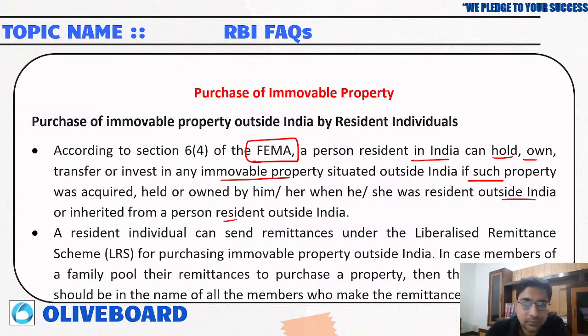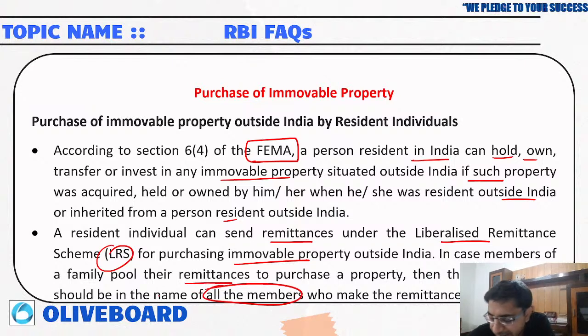Okay, so a resident individual can send a remittance under the Liberalized Remittance Scheme, LRS, for purchasing immovable property outside India. In case members of the family pool their remittance to purchase property, then the said property should be in the name of all the members. Okay, it is not like only a single member's name will be there. So if the pool of family is taking that property, everybody's name should be written over there.